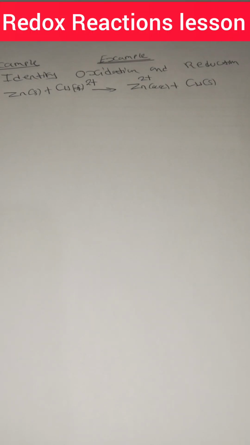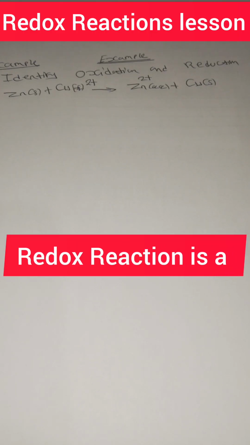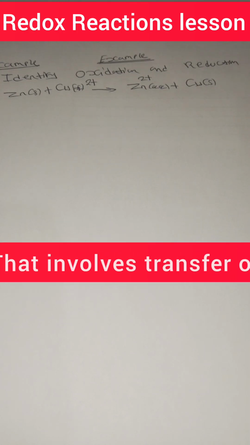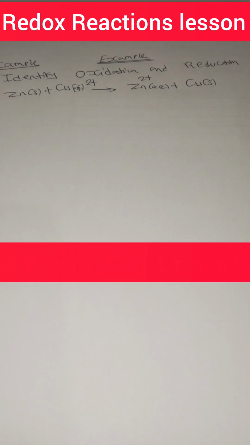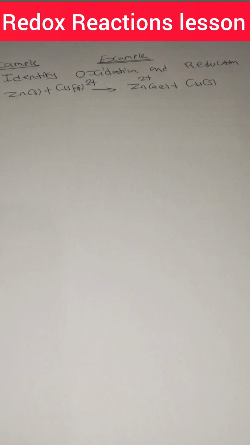So today we are talking about redox reactions: what is a redox reaction, and also oxidation and reduction. I want to explain what oxidation is and what reduction is, and also use an example for you to identify oxidation numbers and oxidizing agents. When you are talking about a redox reaction, it's just a reaction involving transfer of electrons. And in this transfer of electrons, we have what we call oxidation and reduction.